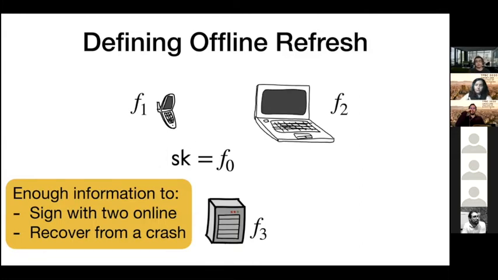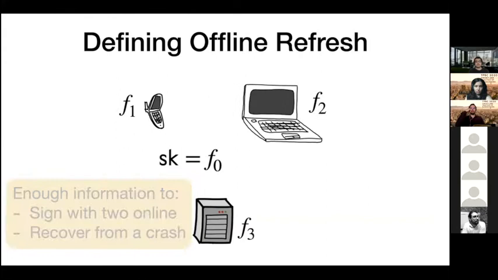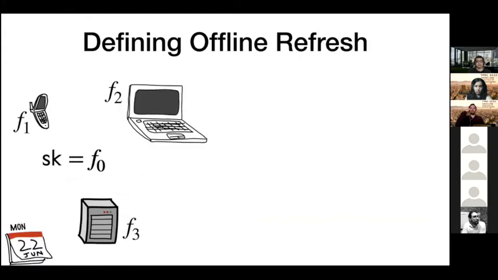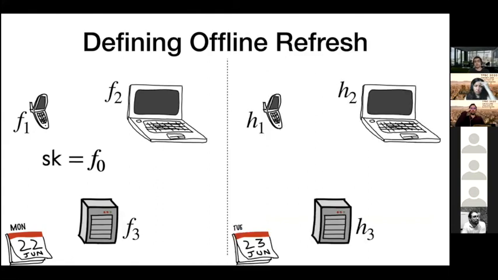So going forward, it's going to be that the 2 devices on top, that's the phone and the laptop, are going to be the online ones. All right. So let's say that on Monday everyone has shares of F, like everyone has a point on F. With proactive security, on Tuesday, everyone's going to have evaluations of a new polynomial H, and it's going to be completely independent of F with the one constraint that evaluated at 0, it's the same. So the secret key is going to be the same across all days.